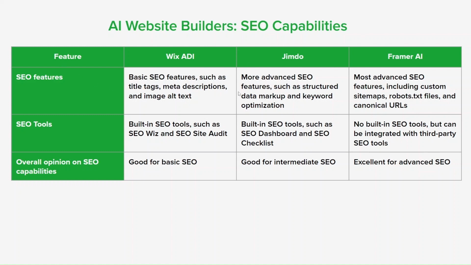So that's the difference between these. Wix and Jimdo, their SEO tools are all built in with the CMS and the dashboard, but Framer AI doesn't have anything built in, and you're more likely to integrate it with SEO tools. The best platform will depend on your individual SEO needs and your own expertise. If you are just starting out, Wix ADI is good for some basic SEO, Jimdo is good for some intermediate SEO, but if you want customized SEO capabilities, then Framer AI might be a better choice. Overall, all three platforms are good for SEO. It's up to you how advanced the features are that you need.